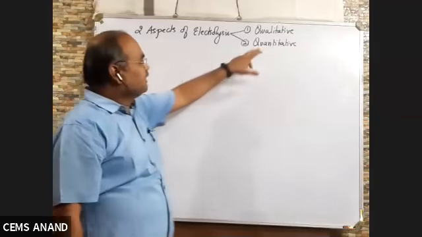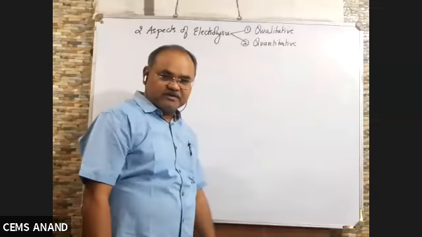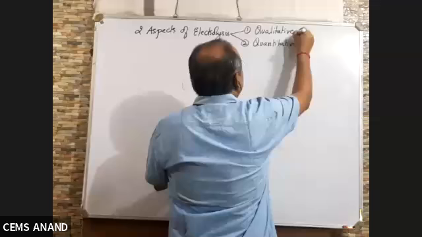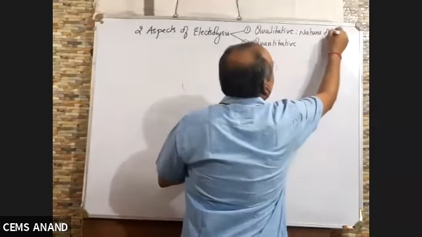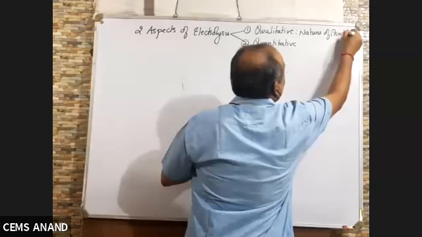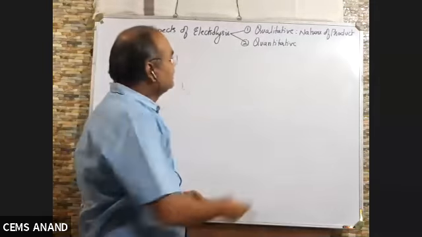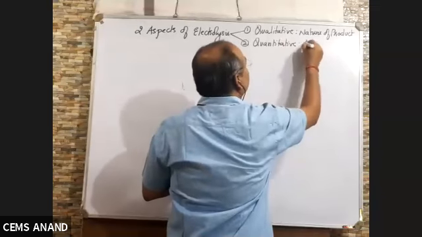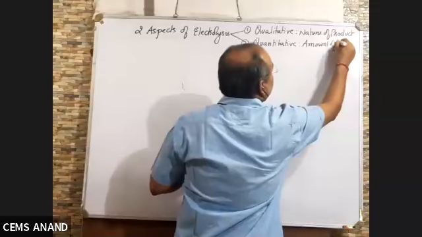So here qualitative aspect will be asked in form of theory, quantitative aspect will be asked in form of numericals, right? Qualitative means nature of product. What will be the nature of product, right? So that we are going to study in the qualitative aspect. And in quantitative, we have to find out amount of product.